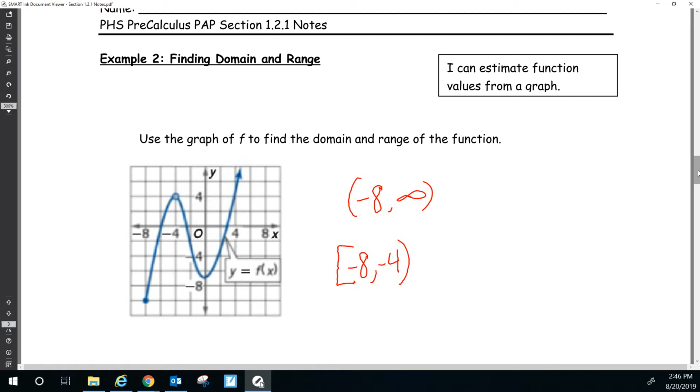And then my second piece of this graph is from -4. I don't see any more holes. So from -4 to infinity. Again, I'm not going to include that -4. So from -4 to infinity. That's the domain of the graph.